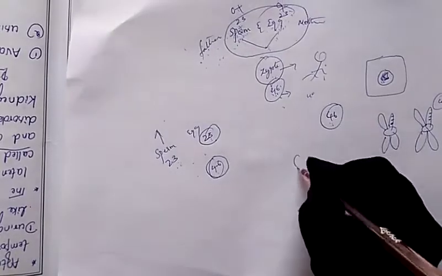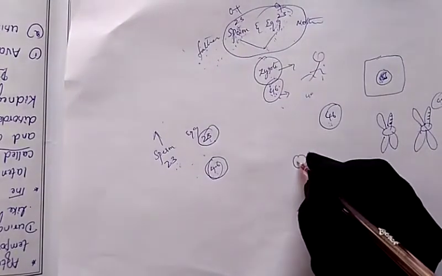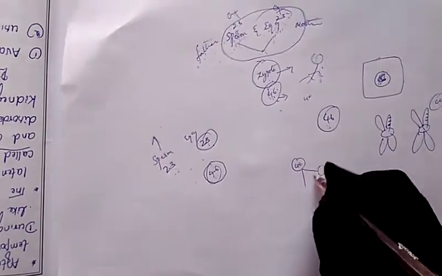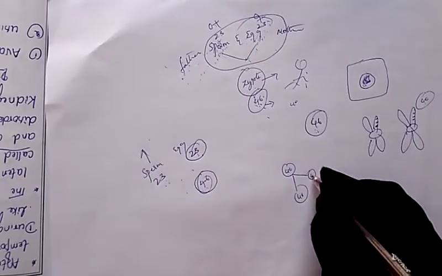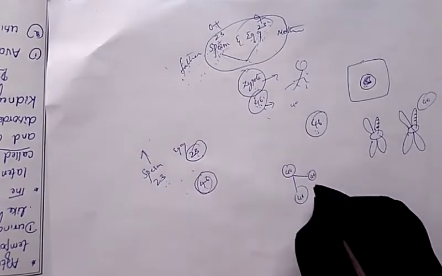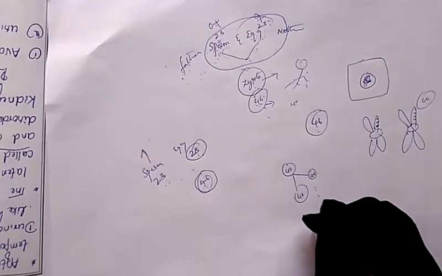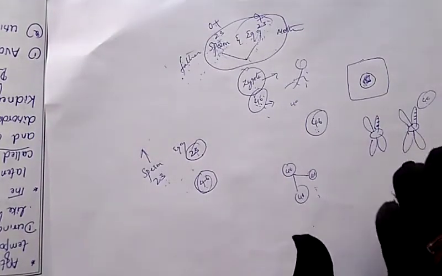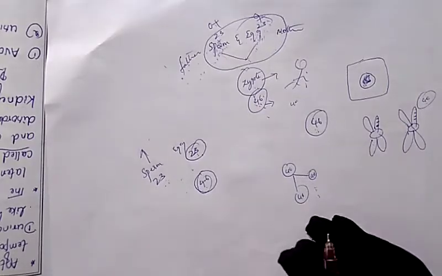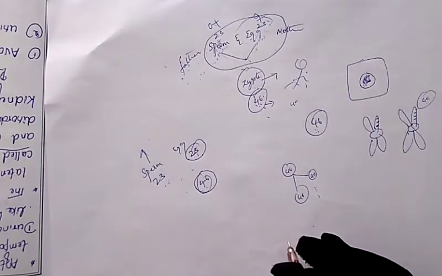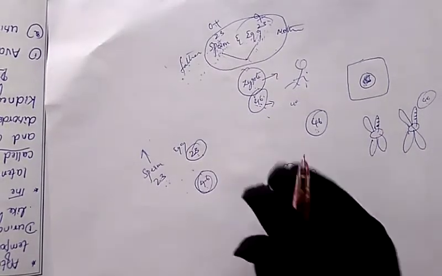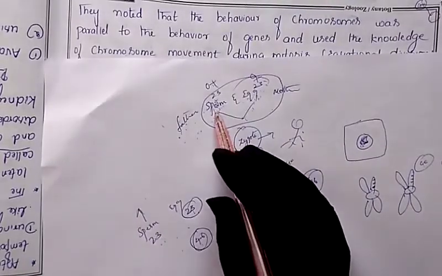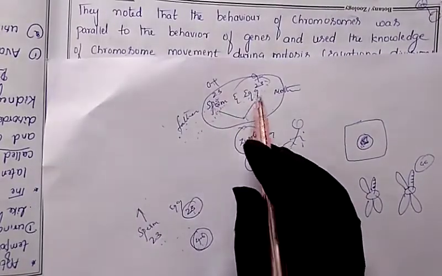But in mitosis cell division, a mother having 46 chromosomes will give the daughter cell 46 chromosomes only. Mitosis takes place in our body all the time, except in spermatogenesis and oogenesis. Spermatogenesis means production of sperm and oogenesis means production of egg.